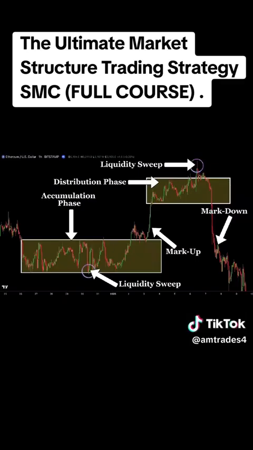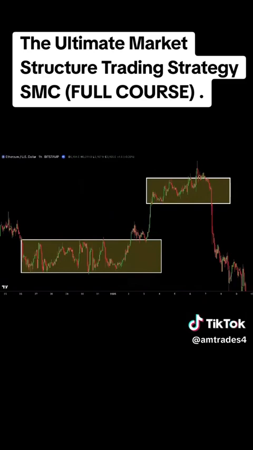Now, the markdown phase begins. With smart money out of the market, selling pressure dominates and price starts to fall. And look at what happens next. The market drops exactly as expected. By applying the Wyckoff method, you can read the market with precision.